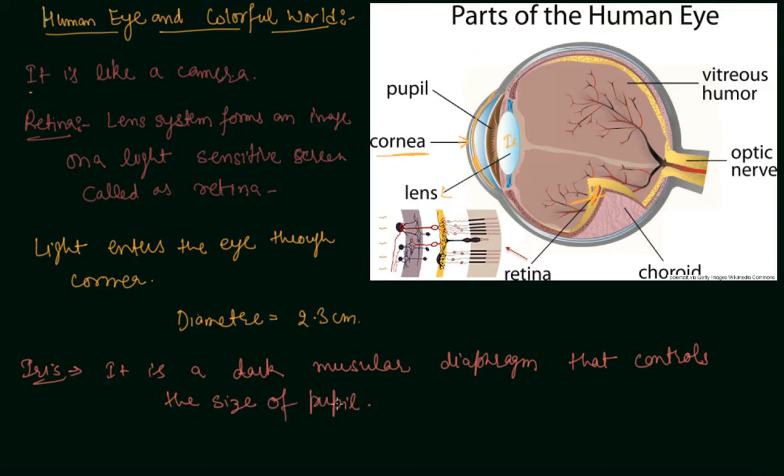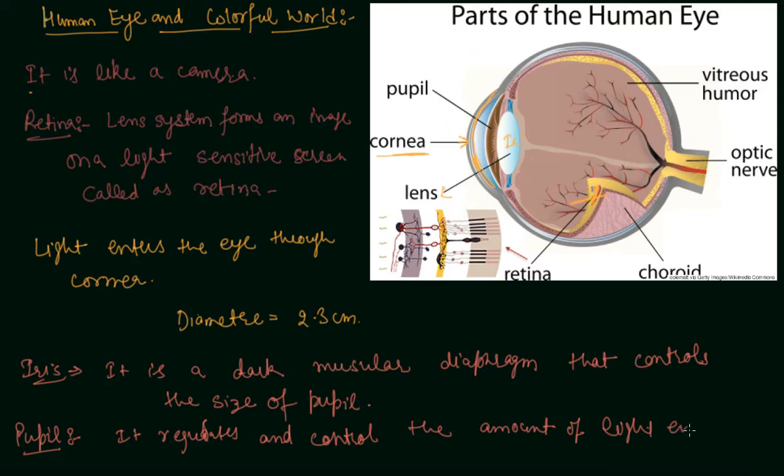Okay students, and now what is the function of the pupil? It regulates and controls the amount of light entering the eye. So we know the functions of the pupil, cornea, lens, iris, and the retina where the image is formed.